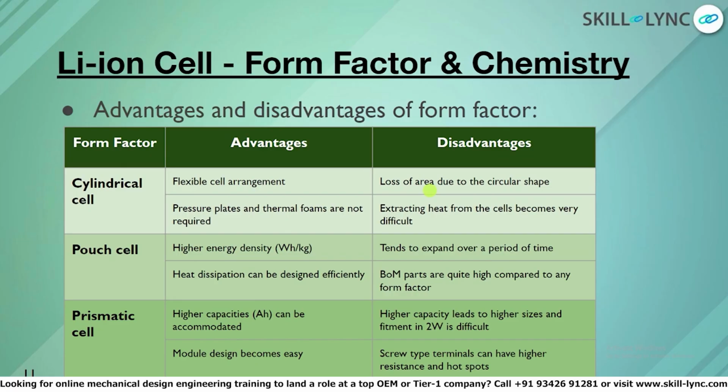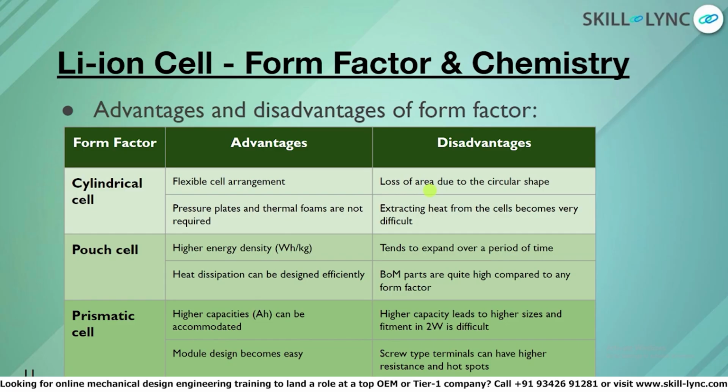Each cell will have its own disadvantages also when compared to advantages. When you put some 10 or 20 pouch cells together, the pouch cell has a very thin enclosure material, which is a foil, and it tends to expand over a period of time. When that expands, you will need a lot of pressure plates put across to hold that expansion, which could be thermal foams, cell holders, or heat carrier plates. You put everything across a cell, and then you tighten it very hard against the torque.